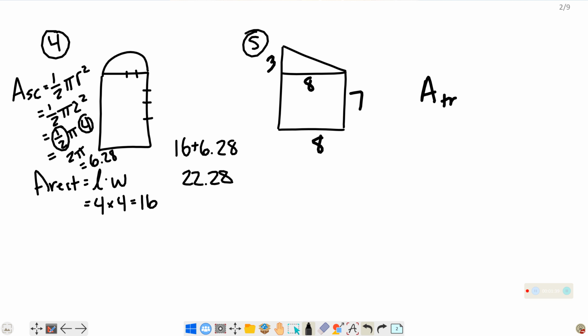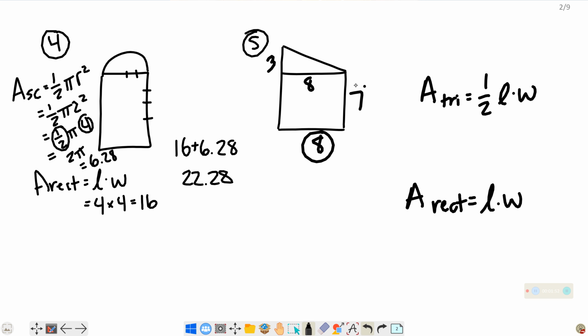The area of a triangle is half of the length times the width, or the base times the height, depending on how you label it. And the area of the rectangle is the length times the width. Here I have a length of 8 and a width of 7, so I have 8 times 7, which is 56.